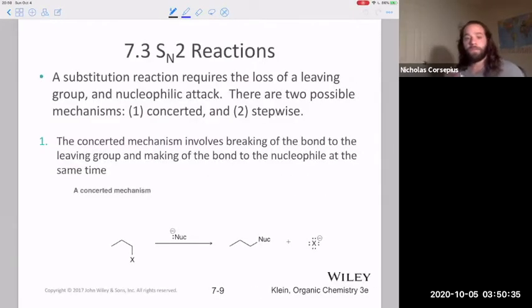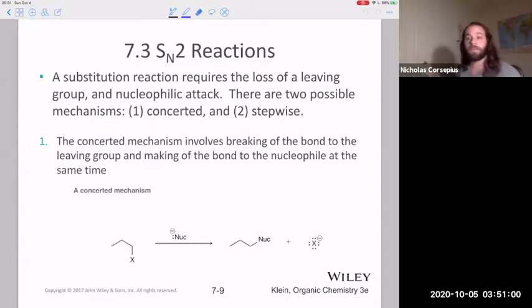Well, first of all, the S refers to substitution. So now we're specifically talking about substitution reactions, not elimination reactions. Nonetheless, an alkyl halide can undergo two different types of substitution reactions: one where the mechanism is concerted and one where it's stepwise. So SN2, we're going to focus specifically on the concerted mechanism. So what do I mean by concerted?